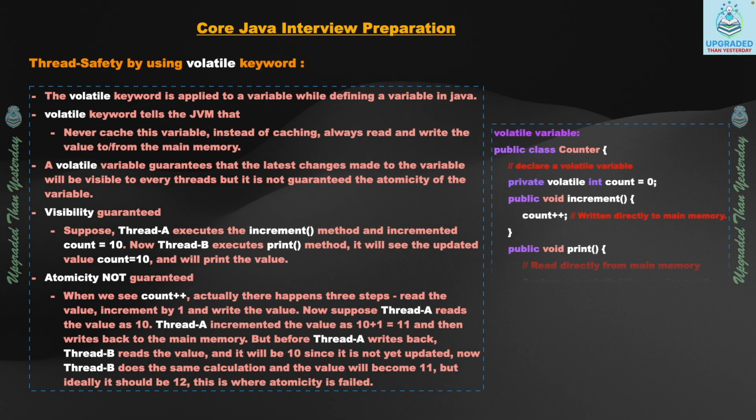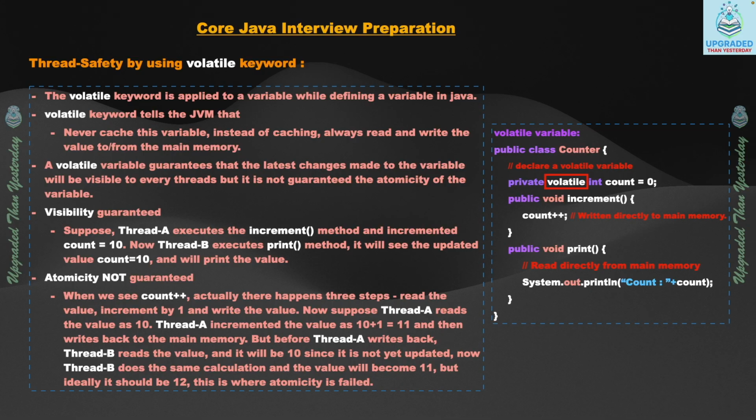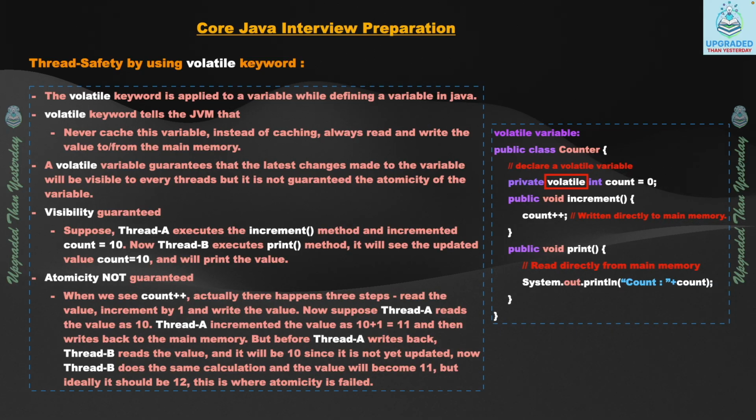Thread safety by using volatile keyword. Look at the class Counter. The volatile keyword is always applied to a variable while defining a variable in Java. Volatile keyword tells the JVM to never cache this value. Instead of caching, always read and write the value to or from the main memory. A volatile variable guarantees that the latest changes made to the variable will be visible to every thread, but it does not guarantee the atomicity of the variable.